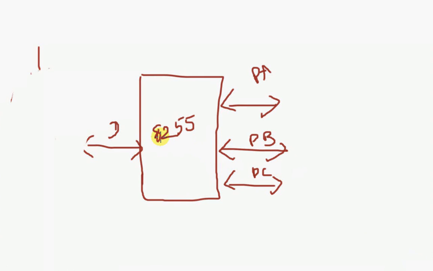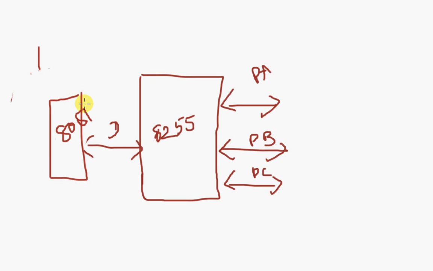Let's say this is 8255. 8255 has three ports, namely port A, port B, port C, and it has a data bus. This data bus is connected to the microcontroller or microprocessor. Let's say this is 8051. This 8255 is used for expanding the ports.